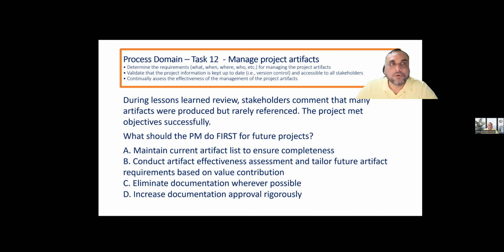Next. During lessons learned review, stakeholders comment that many artifacts were produced but rarely referenced, not aligned. The project met objectives successfully. Even though the project was successful, what should the PM do first for future projects? Maintain current artifact list to ensure completeness; conduct artifact effectiveness assessment and tailor future artifact requirements based on value contribution; eliminate documentation wherever possible; increase documentation approval rigorously.